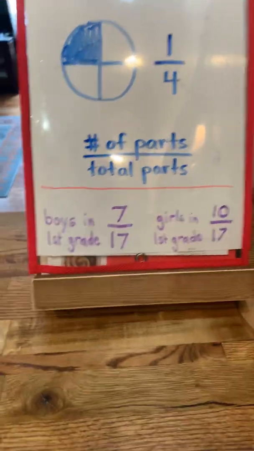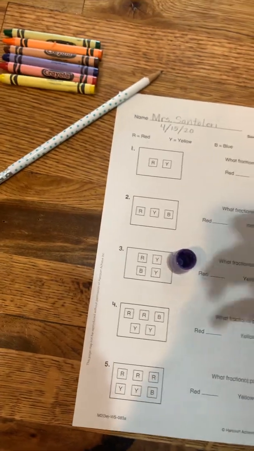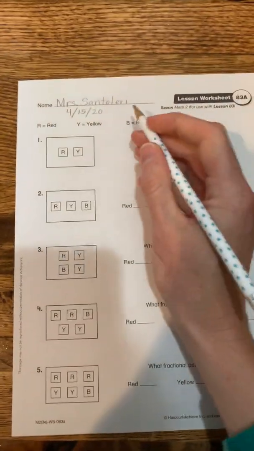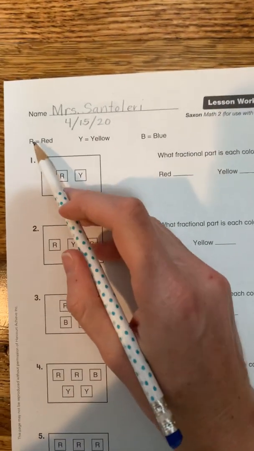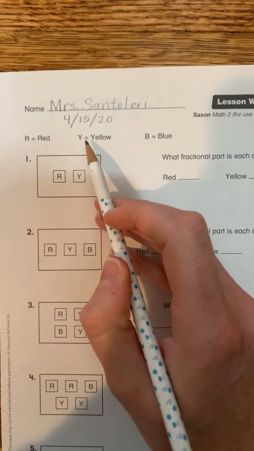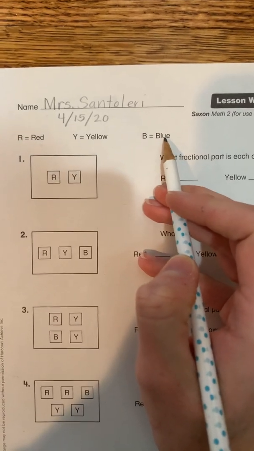Fractions. So right now I'm going to redirect your attention to our lesson worksheet. Put the cap on my marker. So you'll need your pencil and write your name and date on the top. And here, let's take a look. We have R equals red, Y equals yellow, B equals blue.